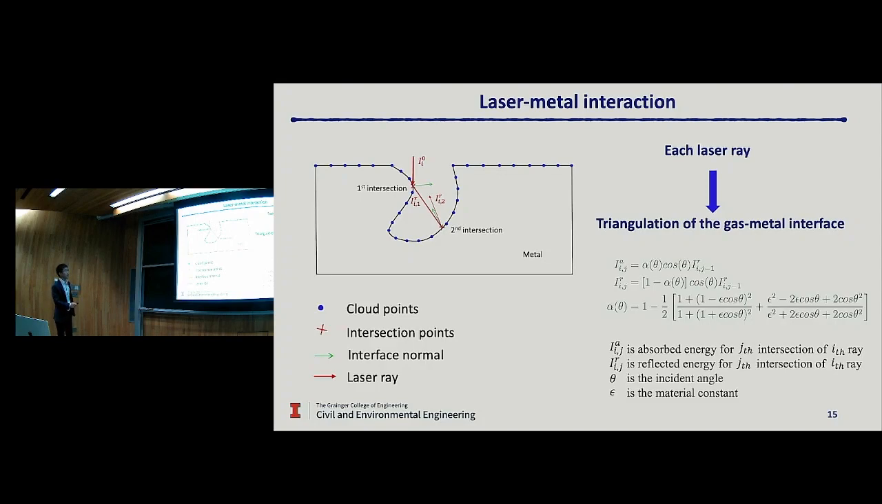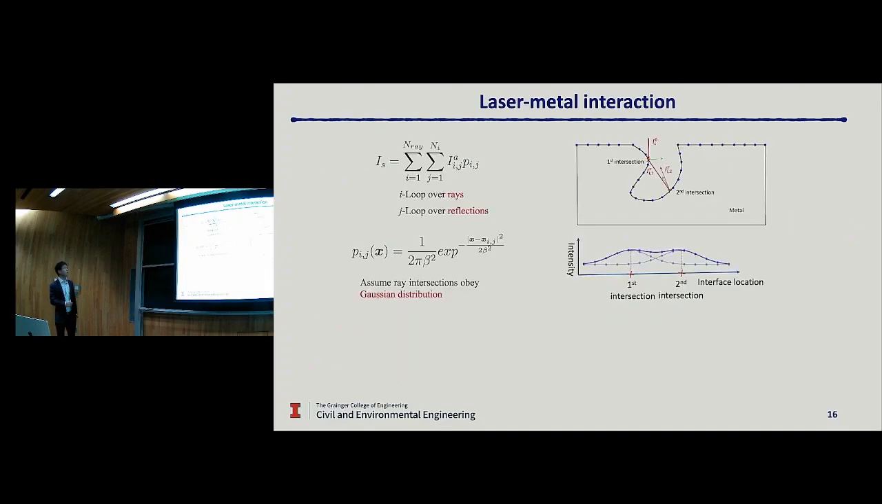So for each intersection point, how much energy will be absorbed and how much energy will be reflected are given by those three equations, which depend on the inclination angle as well as the thermal properties of the alloy you use for printing. And we track all the intersection points between the ray and the gas-metal interface until either the ray leaves the domain, leaves the melting pool, or the ray energy becomes sufficiently small, and then we stop. And then we do this interaction between every ray and the gas-metal interface.